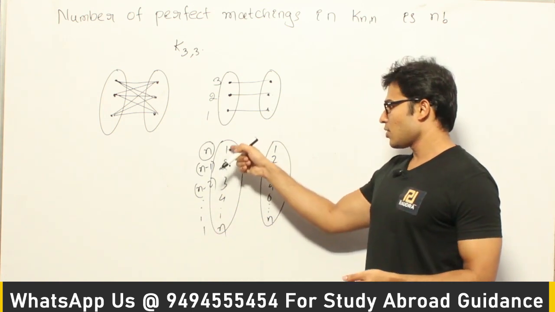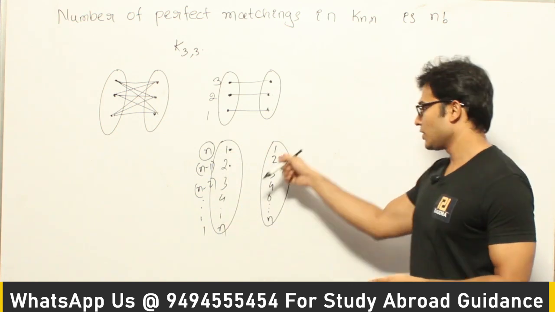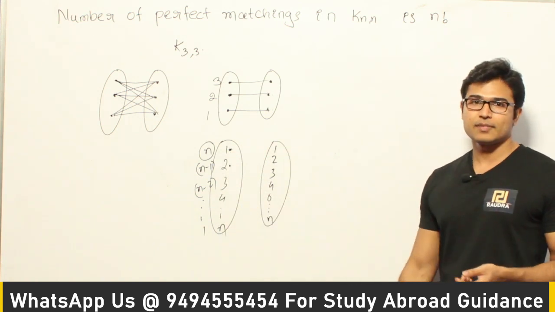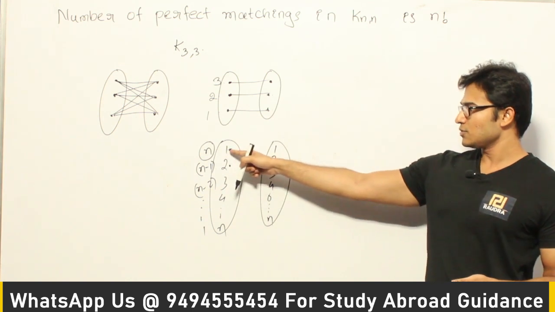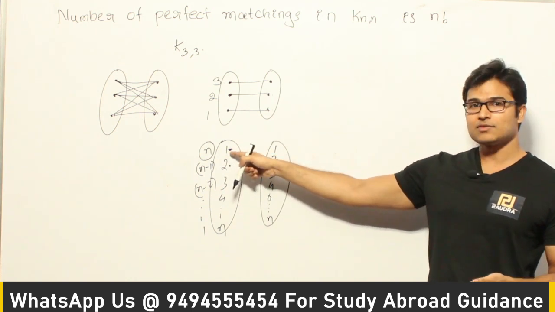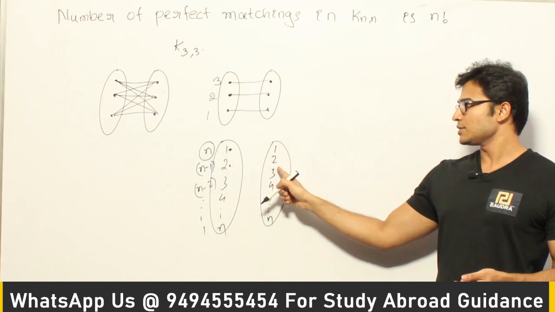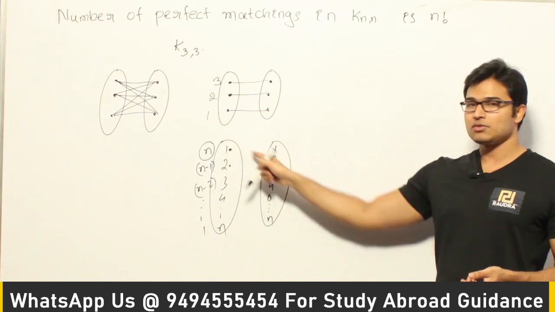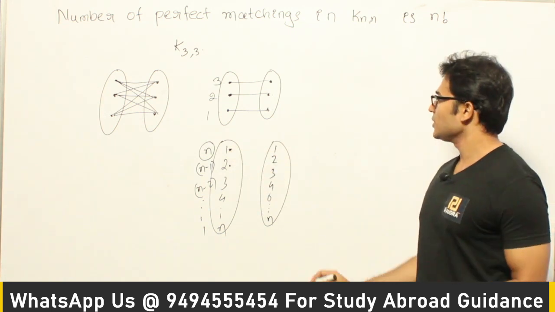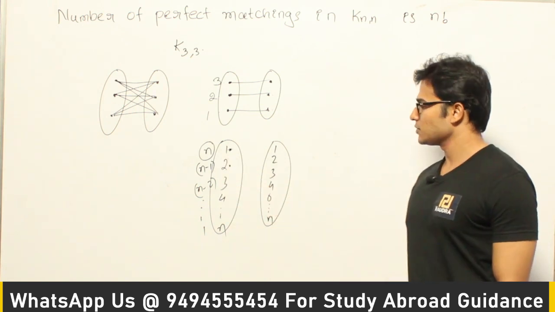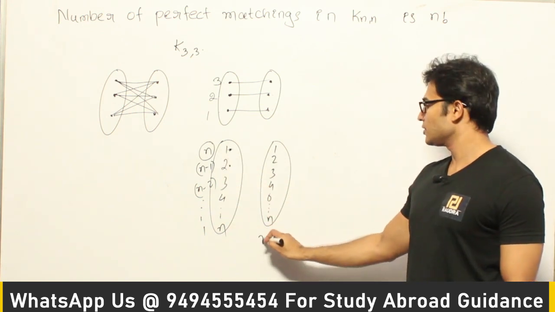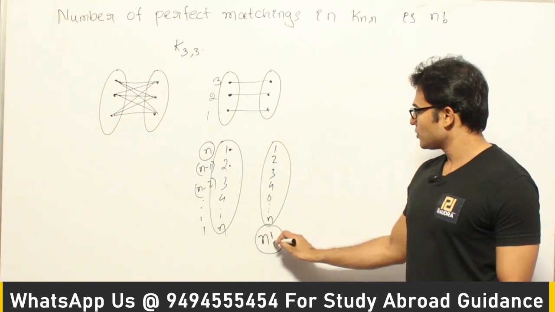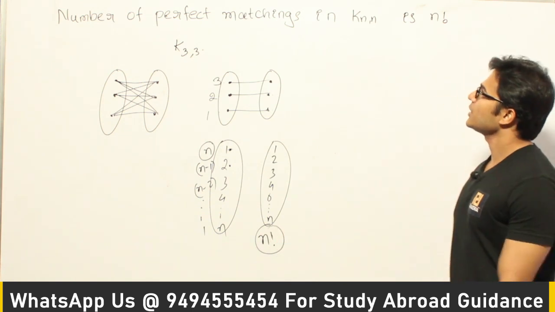When you have saturated all these vertices, it means that you would have saturated all these vertices as well. Why? Because saturating one vertex here will lead to saturating one vertex there, because an edge is only from this set to this set. Got it? So how many are possible? n into n minus 1 into n minus 2, and so on up to 1, which is nothing but n factorial. So n factorial perfect matchings are possible for K_{n,n}.